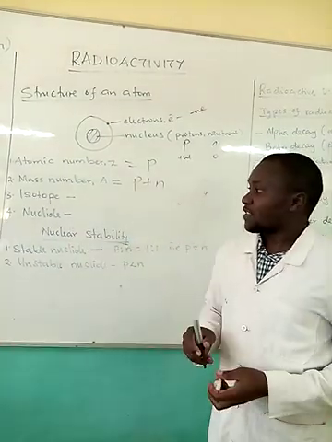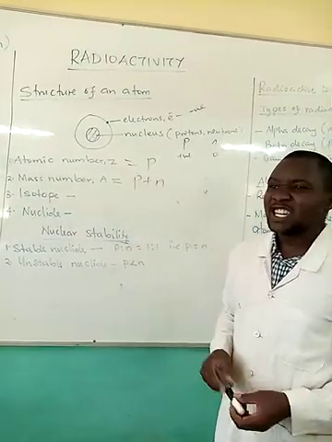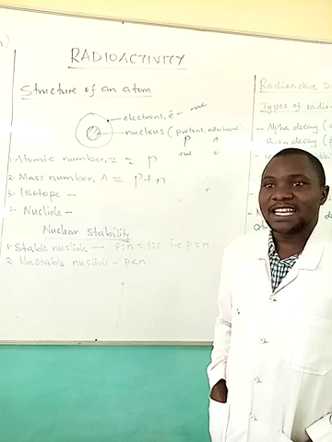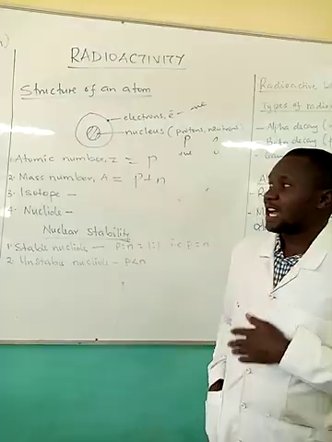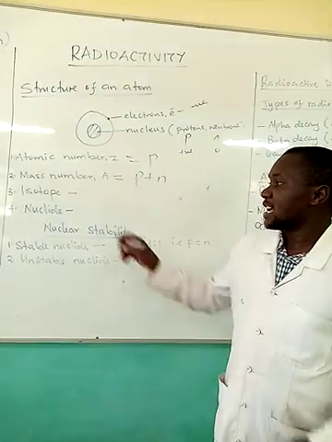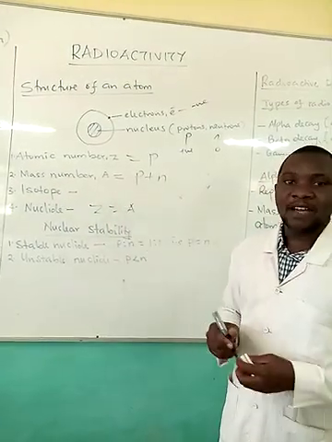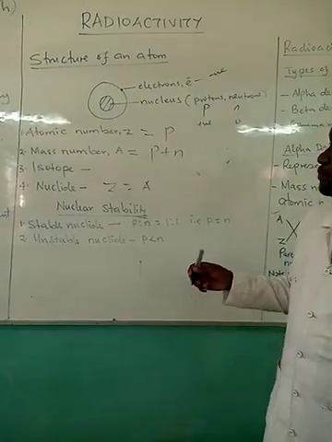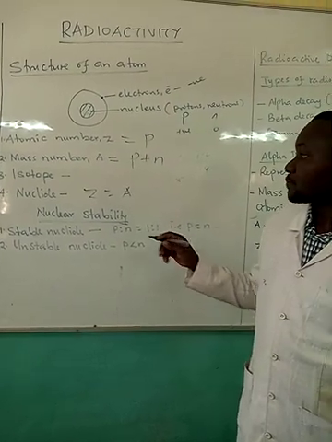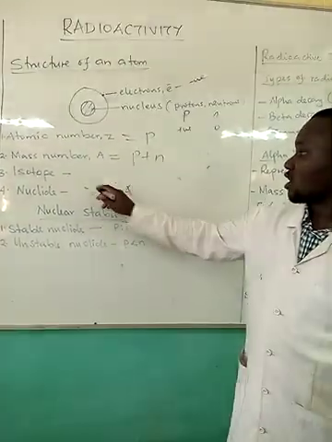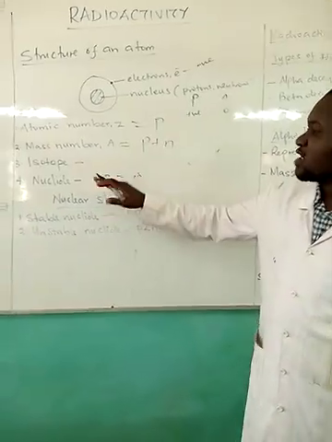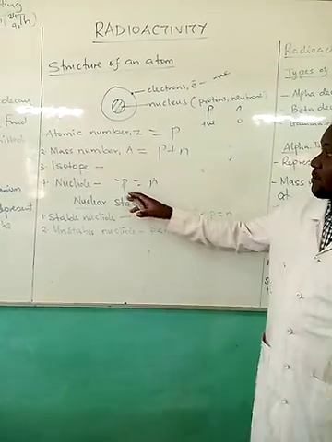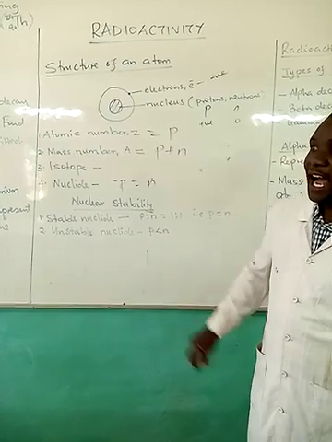We have another term, which we'll use mostly in this topic, called nuclide. Nuclide implies a group of atoms that have the same mass number and the same atomic number, meaning Z and A are equal. We call them nuclides. Now, in these nuclides, sometimes you find that protons are not equal to neutrons. Nuclides have the same number of protons, but sometimes you find neutrons are not equal to protons.